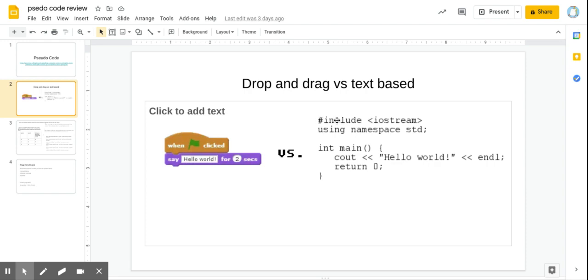We know if there's a hashtag up here and an include, there might be a library being included in the program that has stuff in it that we might use. We know that semicolons mean the end of a statement. The return 0 just means that you ended your program.